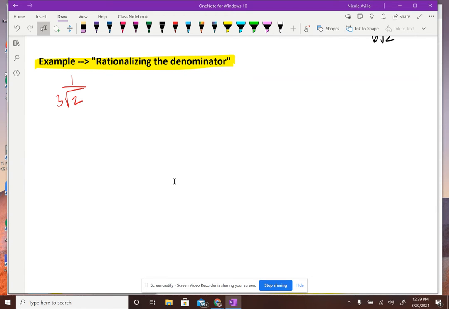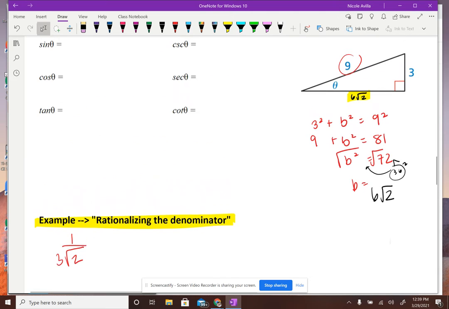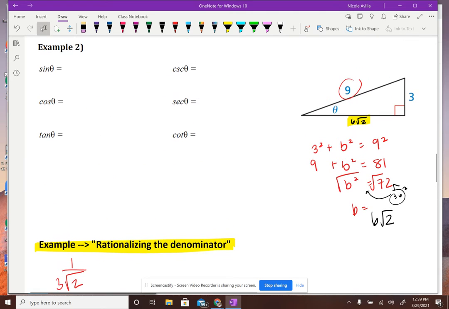Now, one of the problems that we are ending class with today talked about if you wanted to find your trig functions in example 2, and one of the sides of the triangle ended up not being a nice square root. In this case, we solved and we got square root of 72 as one of the legs of our triangle, and that only simplified to 6 root 2.